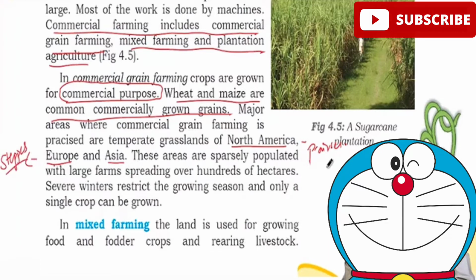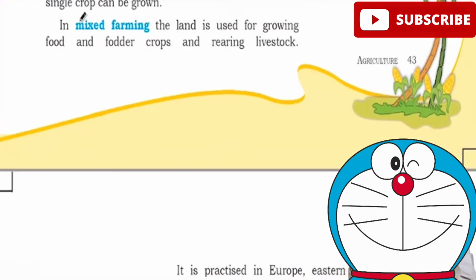These areas are sparsely populated, but they have large farms spreading over hundreds of hectares. Here, usually aircraft are used to drop fertilizers, pesticides and so on. But in India, usually it is human beings who do it by hand. Next important thing is mixed farming, where you're growing food and fodder crops and also rearing livestock. Both are happening in the same place.